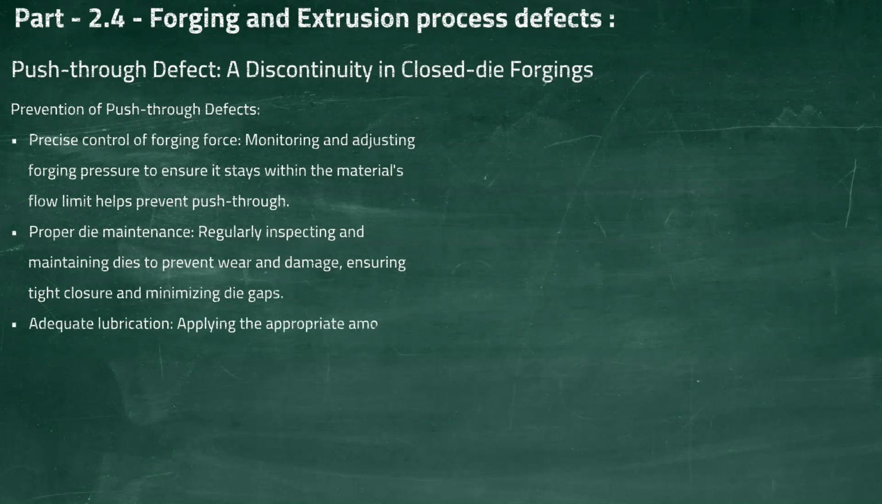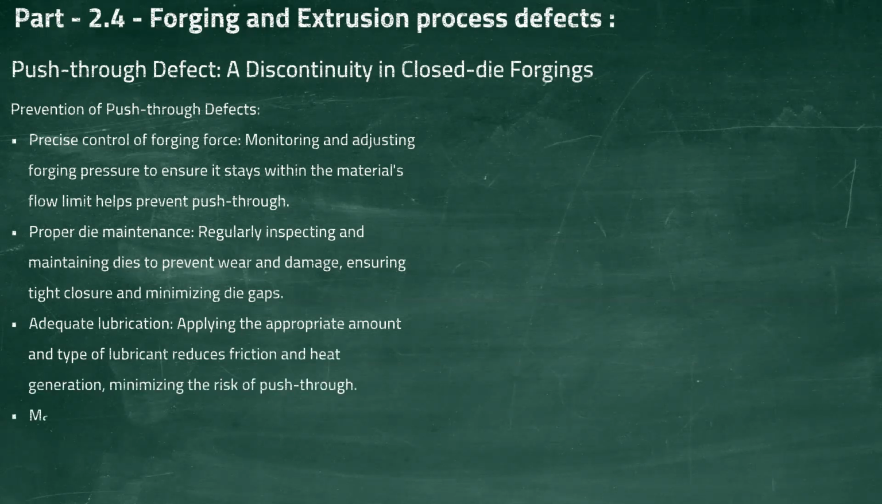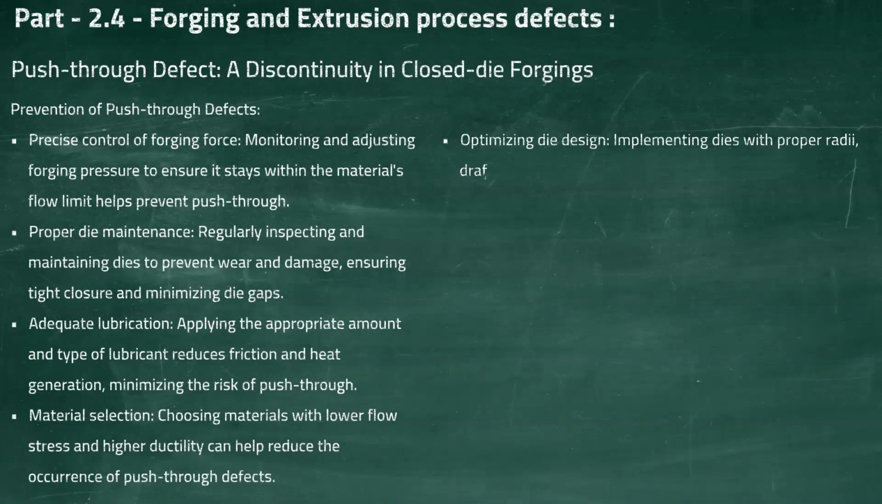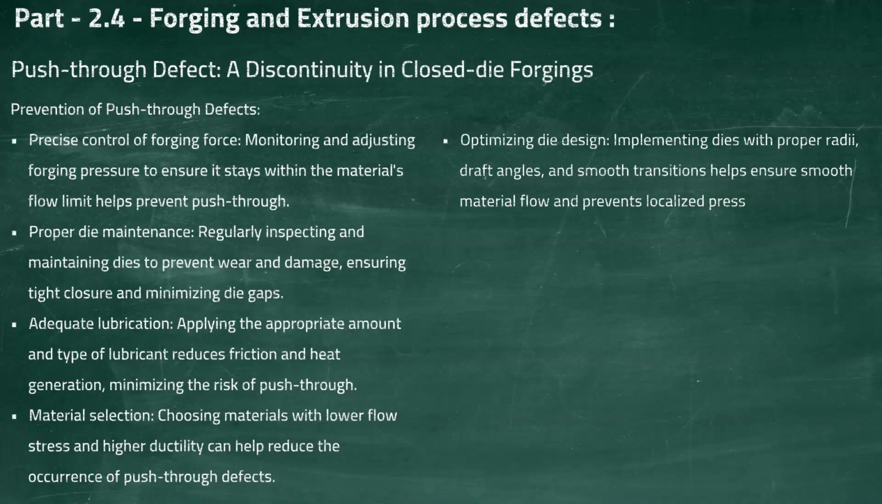Adequate lubrication. Applying the appropriate amount and type of lubricant reduces friction and heat generation, minimizing the risk of push-through. Material selection. Choosing materials with lower flow stress and higher ductility can help reduce the occurrence of push-through defects. Optimizing die design. Implementing dies with proper radii, draft angles, and smooth transitions helps ensure smooth material flow and prevents localized pressure buildup. Proper process monitoring.